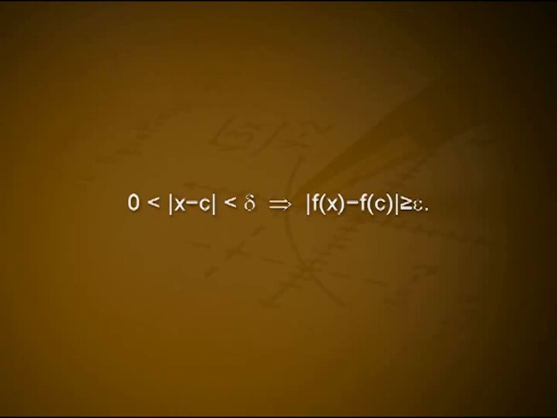Conversely, suppose that for every sequence xn in A that converges to C, the sequence f of xn converges to f of C. Assume that f is not continuous at the point C. Then there exists at least one x element of A and one epsilon greater than 0 such that for all delta greater than 0, 0 less than absolute value of x minus C less than delta implies that absolute value of f of x minus f of C greater than or equal to epsilon.